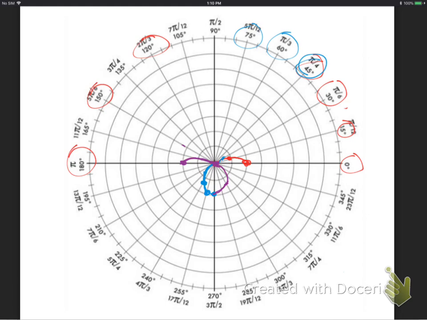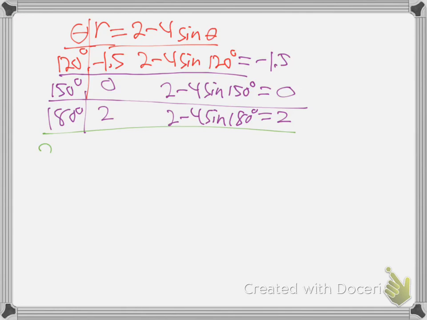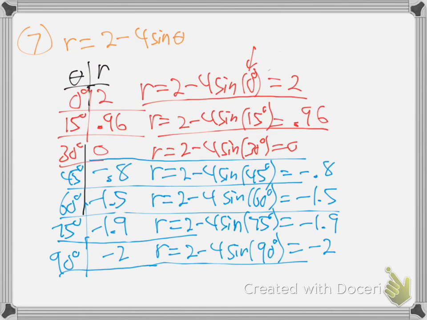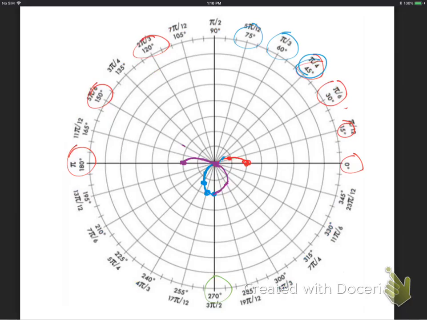Now, I think we're all tired of this by now. If you keep going, though, it's kind of a beautiful little process. In fact, what's 270? 270 is crucial. Let me just jump to 270. If you do 270, 2 minus 4 sine 270, straight down, negative 1, it's going to be 6, isn't it? Yeah, 6. So what does that mean? That's where it's going to hit. When you're aiming at 270, it's going to go down 6.